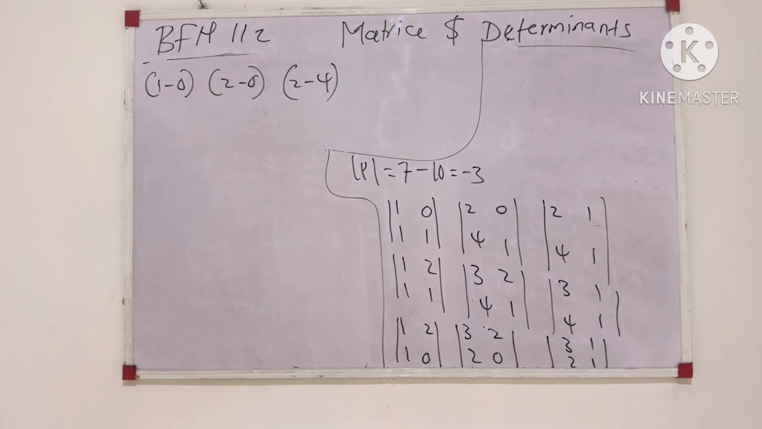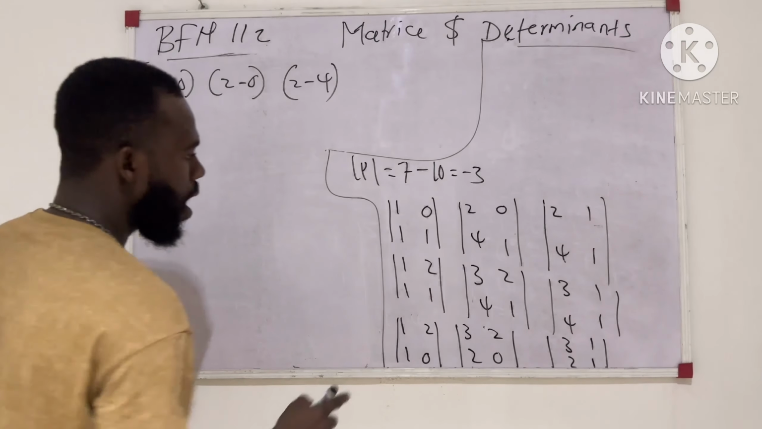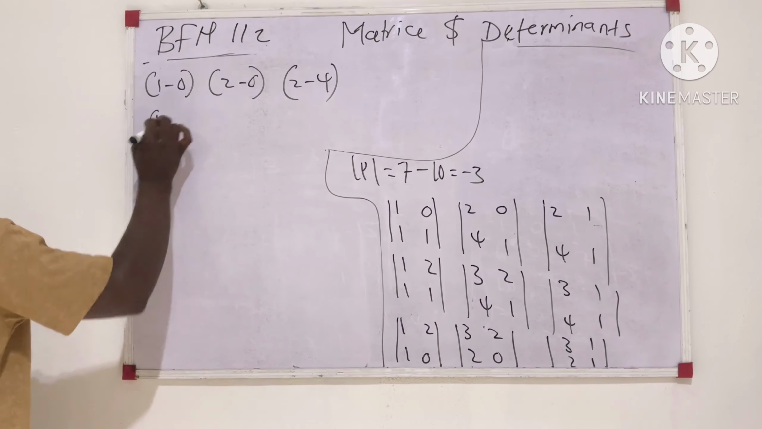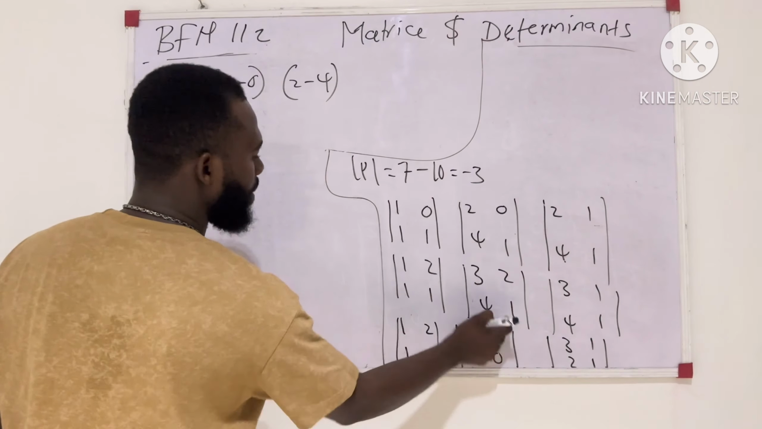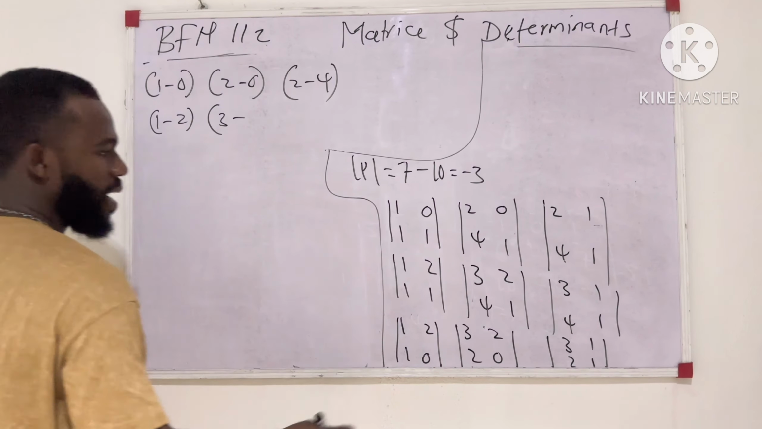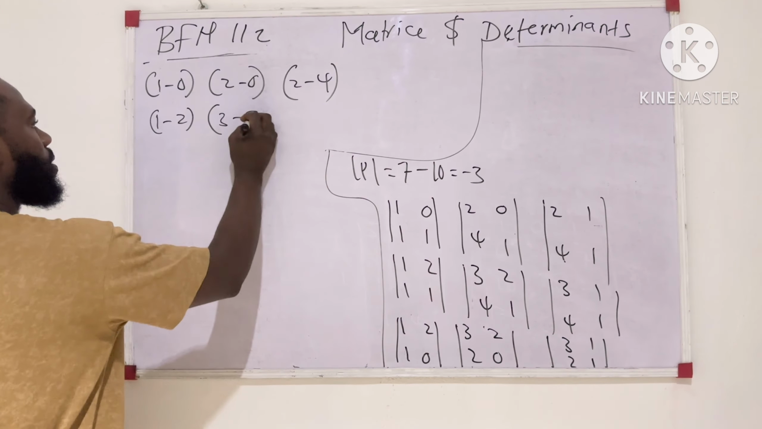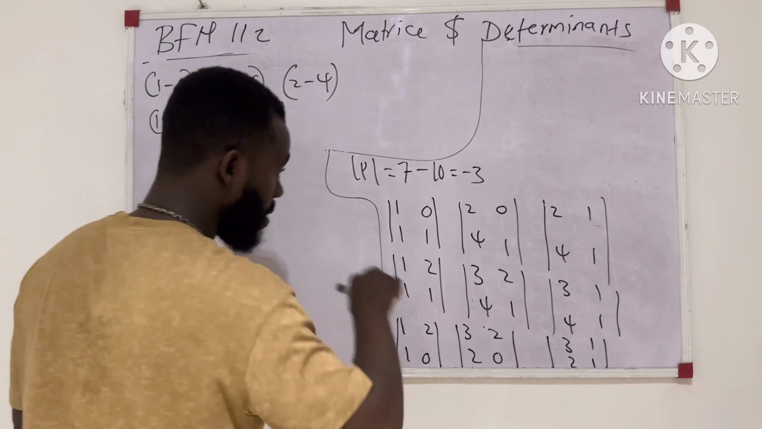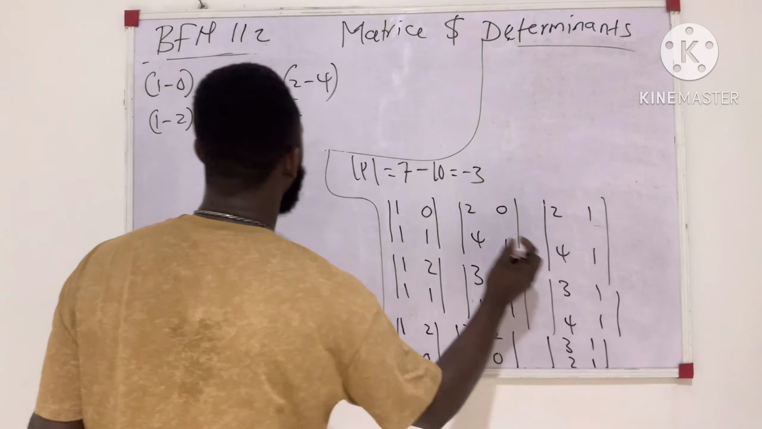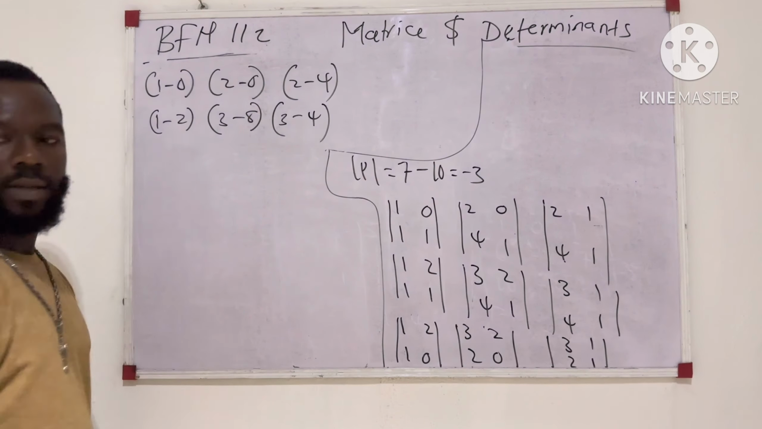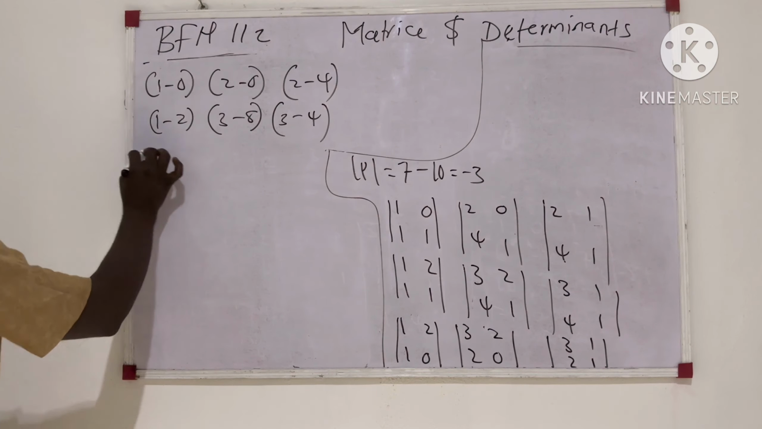Right. Now next. 1 times 1 gives us 1. Minus 1 times 2 gives us 2. 3 times 1 gives us 3. Minus 4 times 2 gives us 8. 3 times 1 gives us 3. Minus 4 times 1 gives us 4. Alright. Now the last one we have.